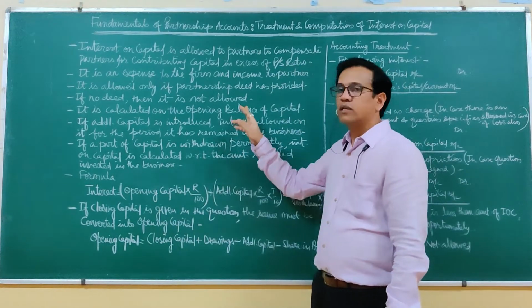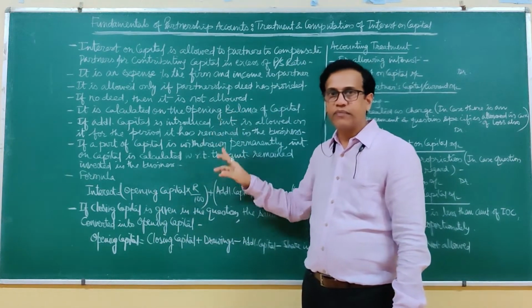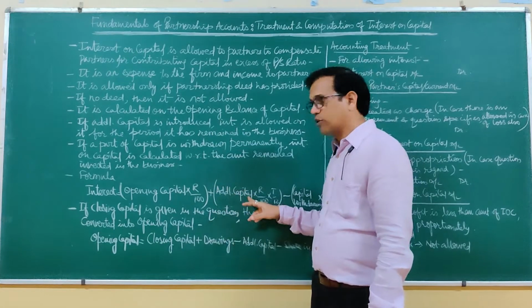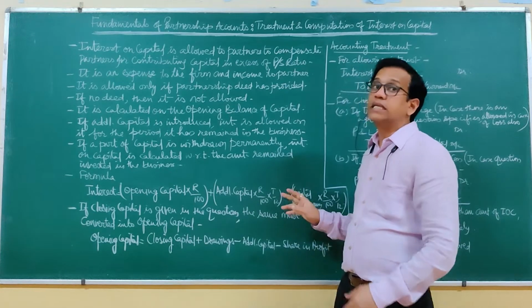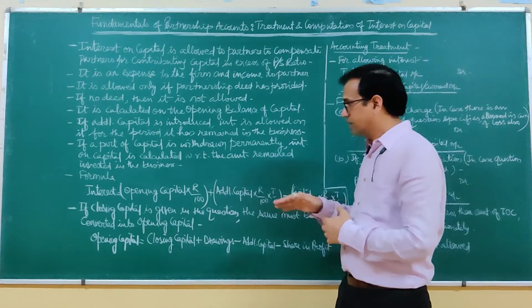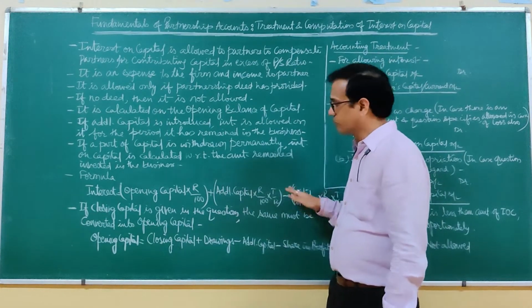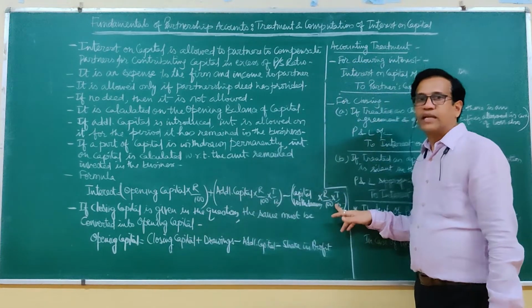In the question, opening capital is required. If additional capital is given, the number of months for that is required. If capital has been withdrawn permanently by the partner, then also a date is required. This information will be available in the question. We will use this formula.